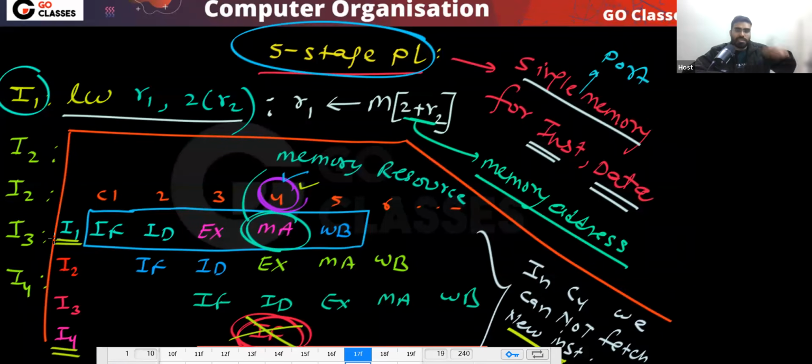Because what is the ideal situation? Tell me, what is the most ideal situation? The ideal situation means in every cycle you are fetching a new instruction. That is the most ideal situation. But here you can notice that in the cycle C4, you cannot fetch instruction I4. So there is a bubble in the pipeline. There is a stall.